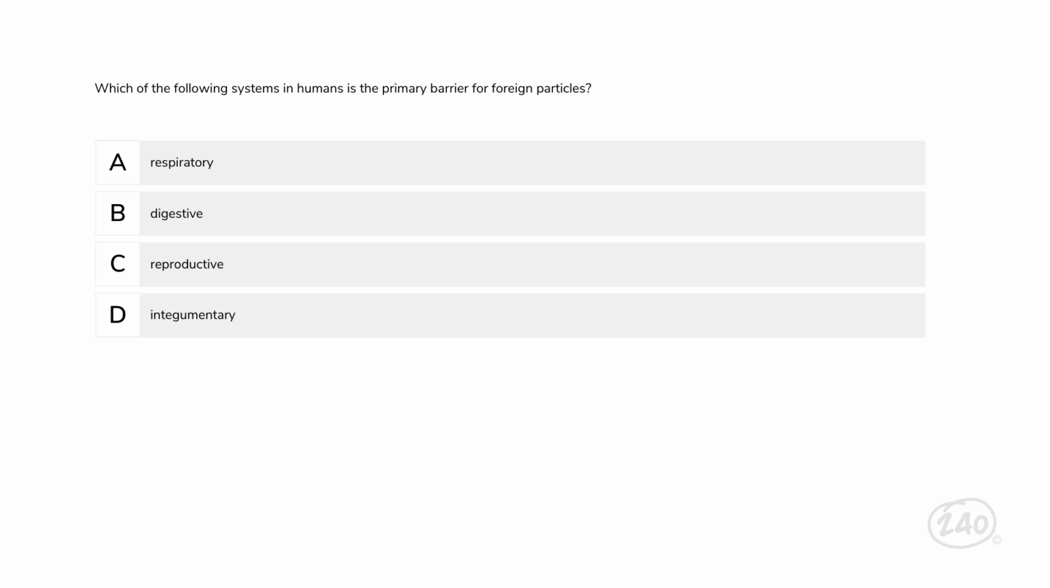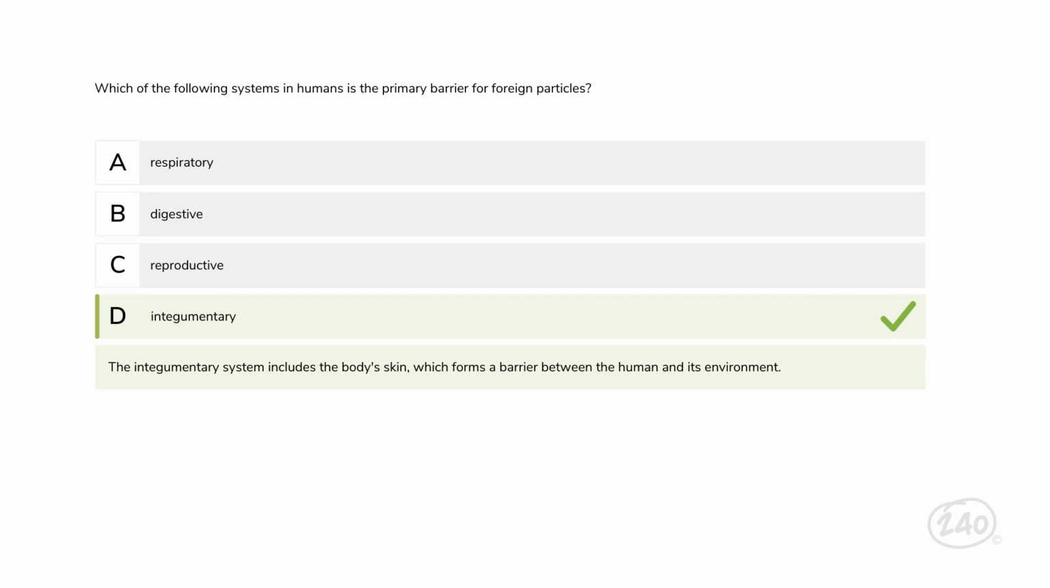Now for the fifth and final category. Here's a question about body systems. Which of the following systems in humans is the primary barrier for foreign particles? Respiratory, digestive, reproductive, or integumentary? The correct answer is integumentary because it includes the body's skin, which forms a barrier between the human and its environment.